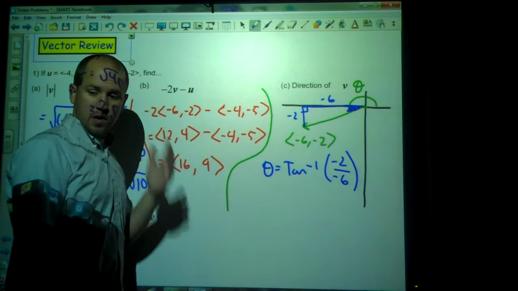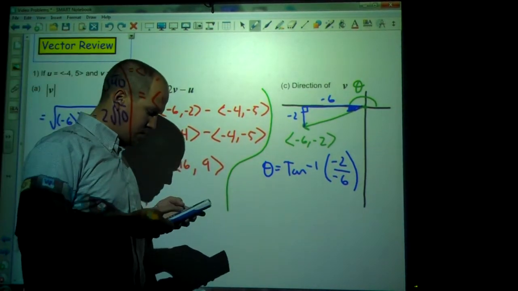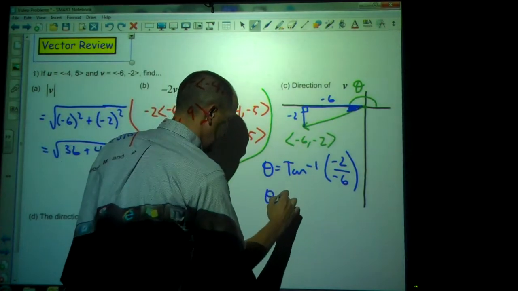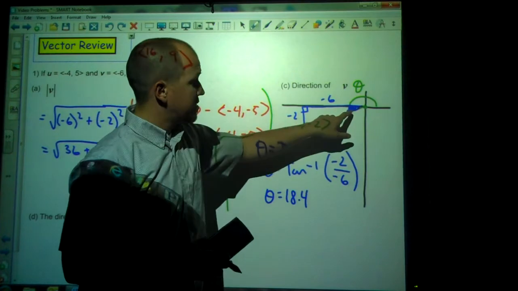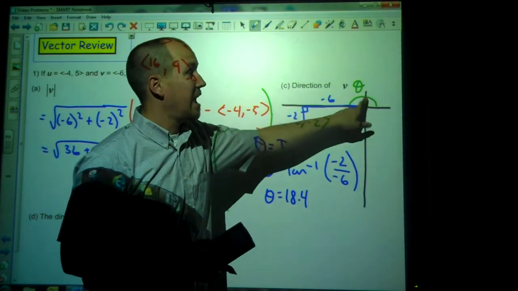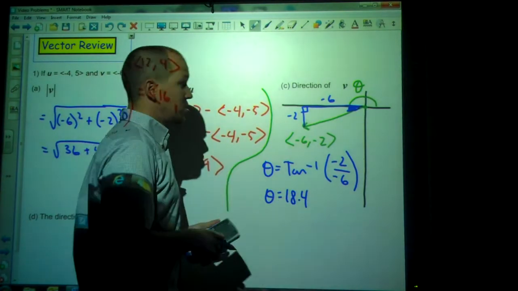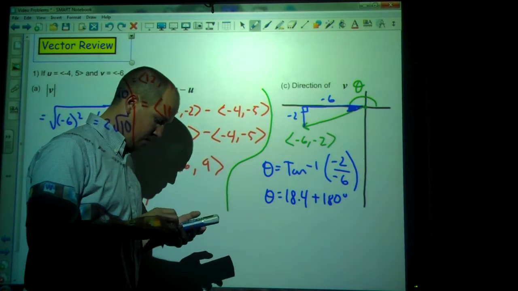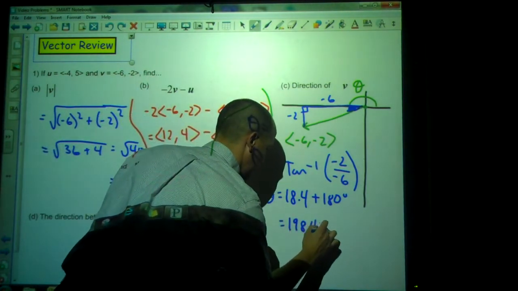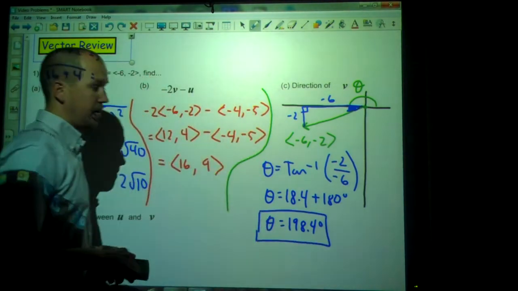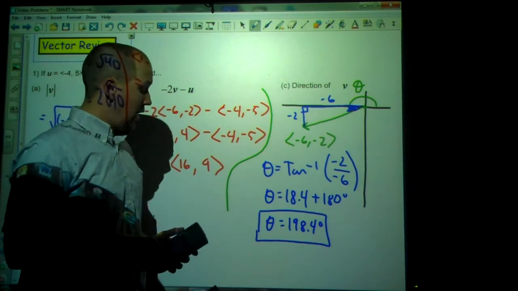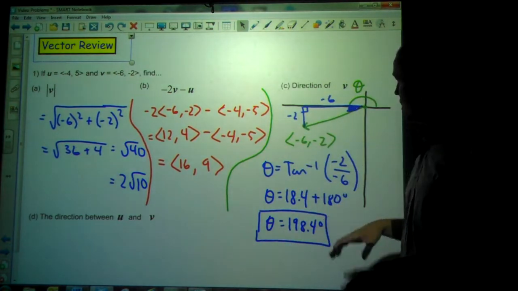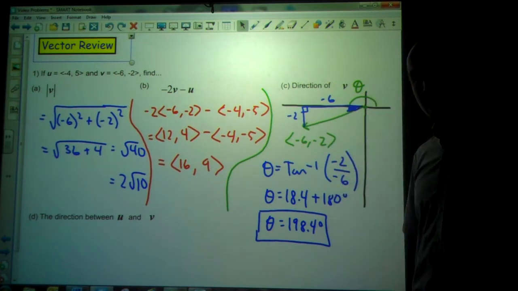Okay? Now, where's my calculator? I wanted to make sure I was in degree mode there. And it gives me 18.4. Alright? So I found this blue angle that I shaded in, but I want the entire angle counterclockwise from the positive x-axis. So when it's in quadrant 3, I'm going to add 180 degrees to it. And there's my direction. So that angle tells me the direction of the vector. Now, just a reminder, when it's quadrant 3 or quadrant 2, you're going to add 180 degrees to it. When it's quadrant 4, you're going to add 360. When it's quadrant 1, you don't have to add anything at all.